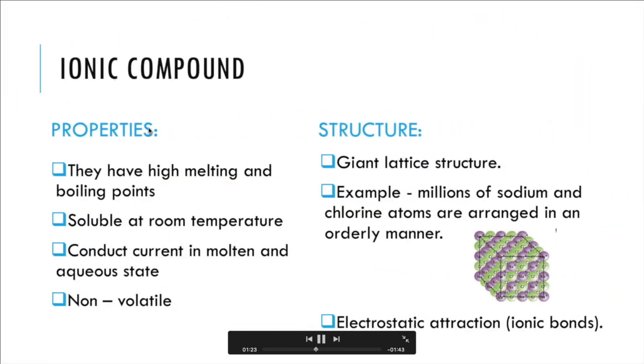Some properties of ionic compounds are that they have high melting and boiling points, are soluble at room temperature, conduct current in molten as well as the aqueous state, and are non-volatile.